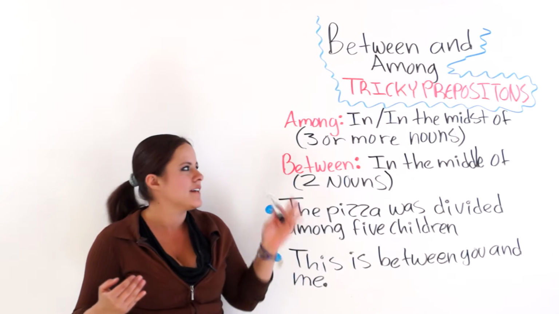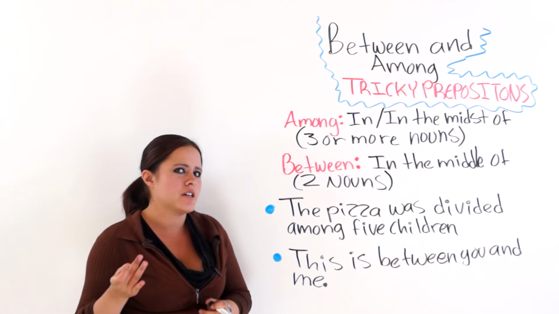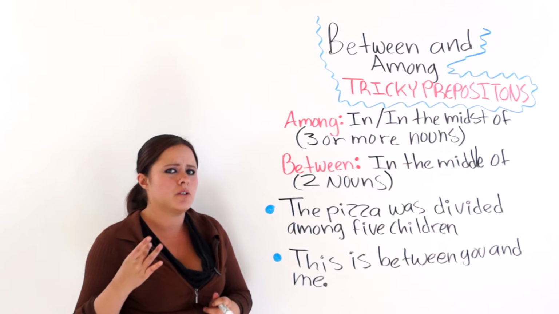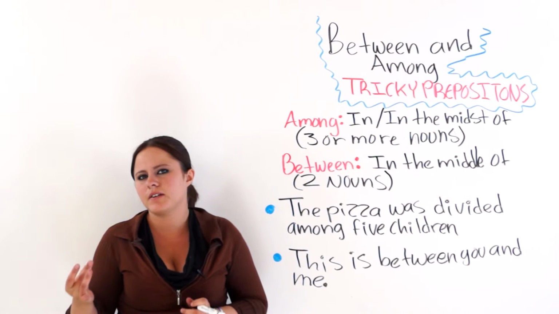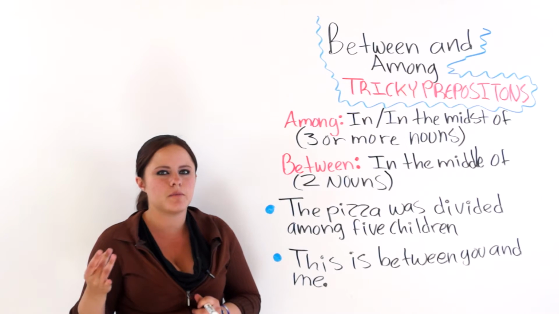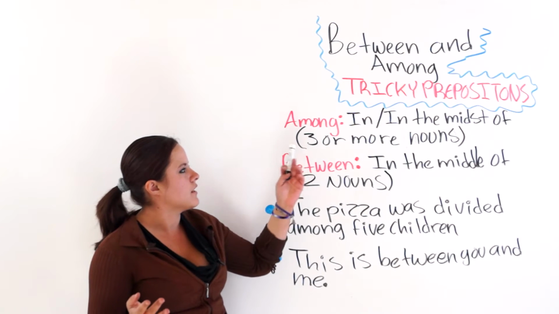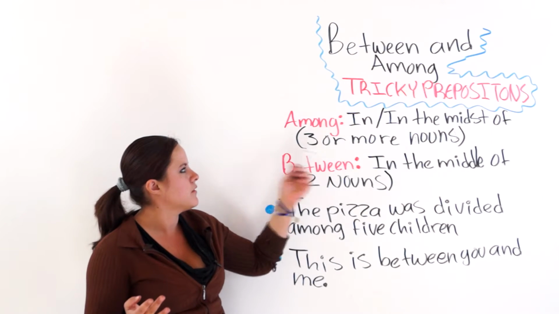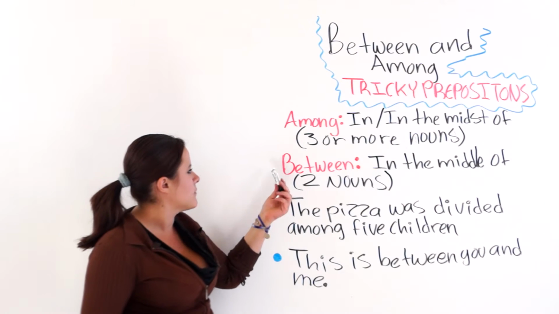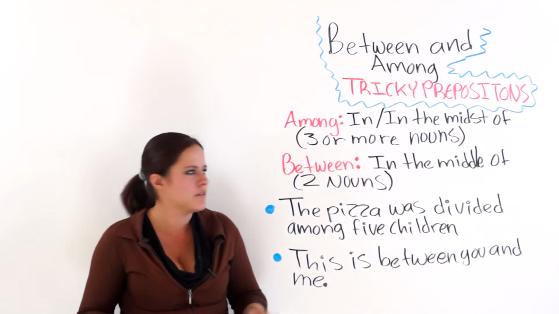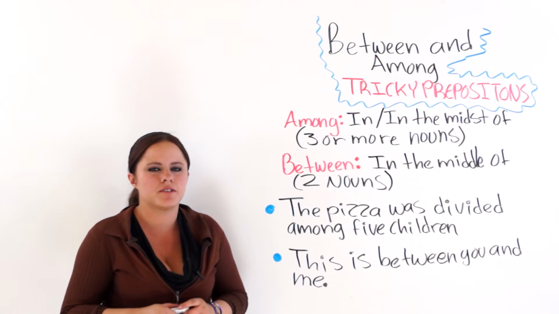We know that nouns are people, places, or things, and things include tangible and intangible things. Things that can be perceived by the senses and things that cannot be perceived by the senses also. So remember, among means in or in the midst of, and is used when you're talking about three or more nouns. And between means in the middle of, and it is only used when you're talking about two nouns.